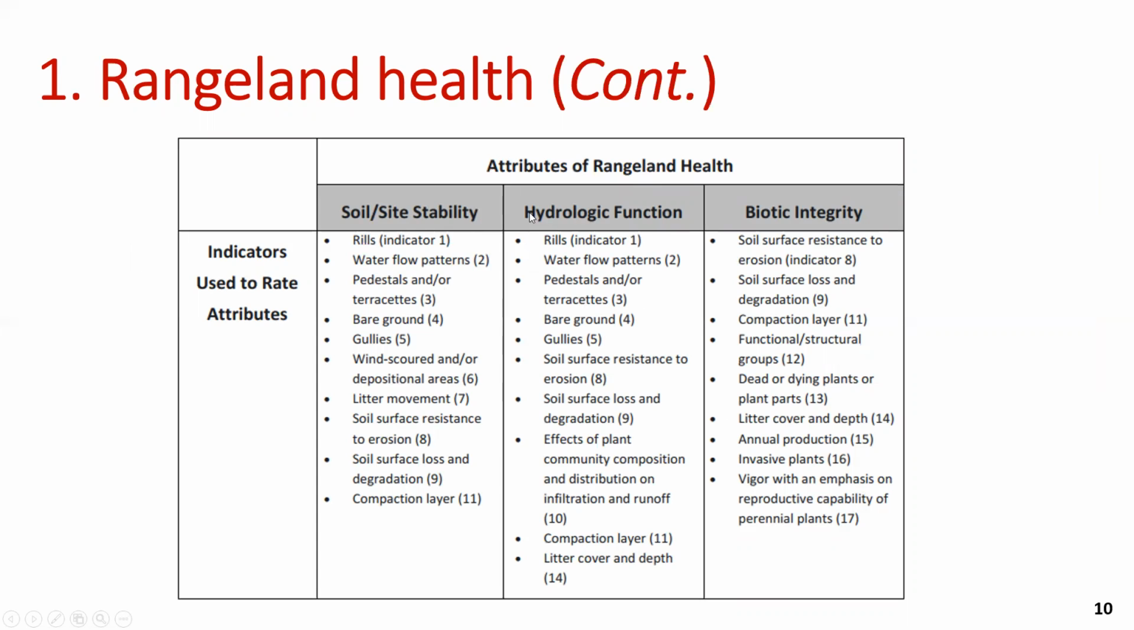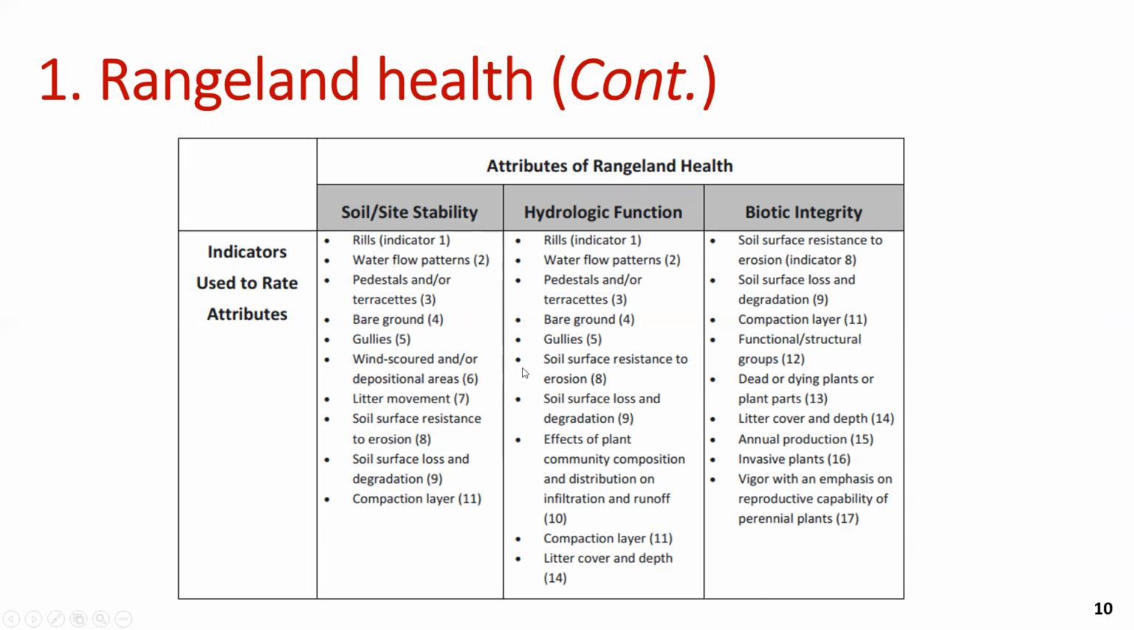So it collects data about the soil, about the hydraulic function, hydrologic function, and about the biological functions of the soil. So under each one of these, it actually has different indicators. For example, when it looks at the stability of the soil, it evaluates, for example, the rill, the water flow patterns, the ground, whether it's bare or vegetative, and so on. Because all of these indicators will tell you whether your soil is stable or not.